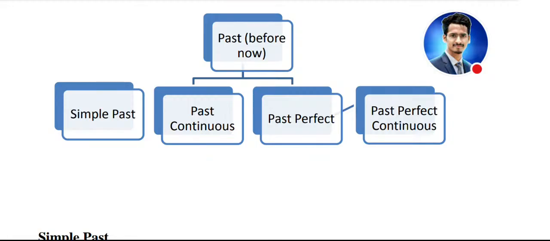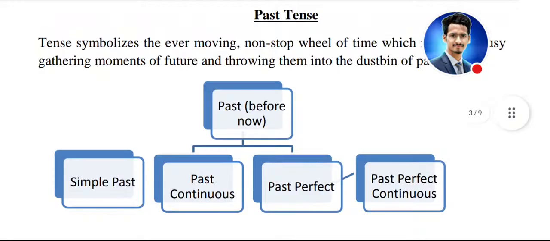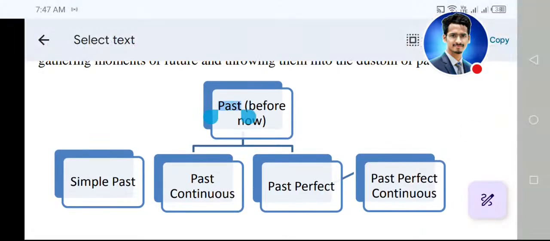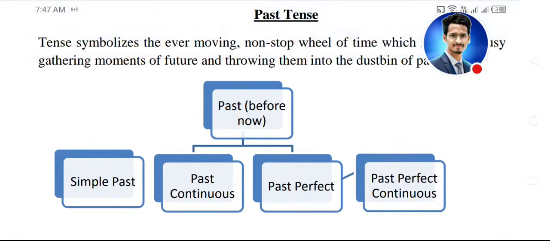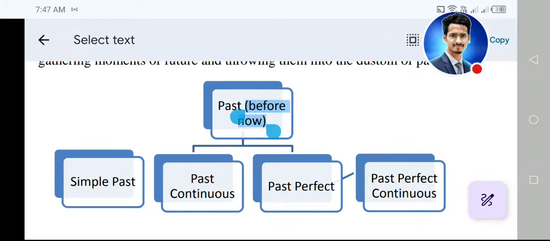Because if I can make sentences in present, in past, and in future, then I can make all types of sentences. That's why tense is very important in spoken English. So you can see here is past. Past means before now.